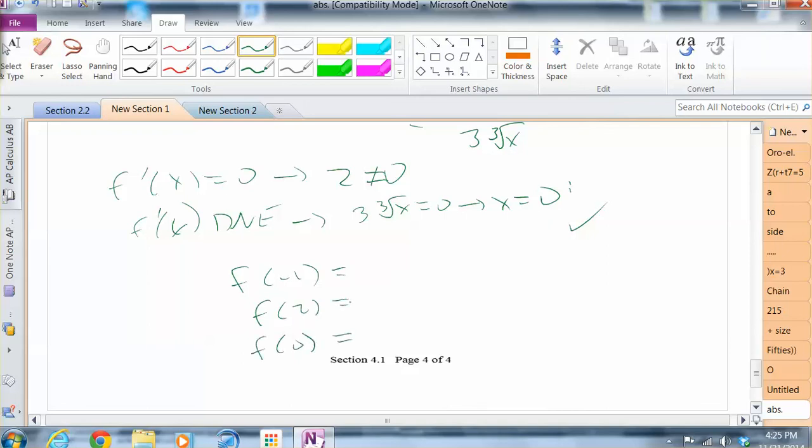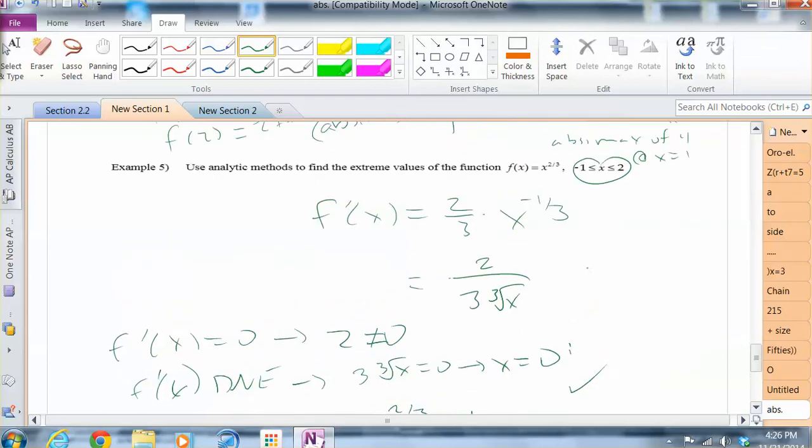So if I test f of negative 1 into my original function, negative 1 raised to the 2/3 power, you're squaring then cube rooting, or cube rooting the square, however you want to do it, that's 1. That'll be 2 to the 2/3, which would be 1.587. And of course, f of 0 is just going to be 0. So we see that we have an absolute max right here at my right endpoint, and I have an absolute min at my critical point when x equals 0.